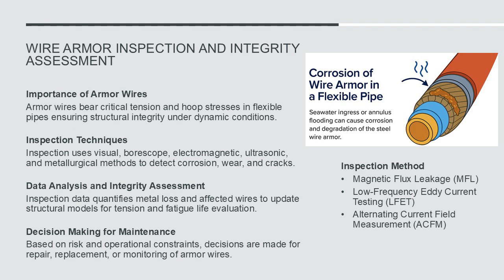Once inspection data is collected, engineers translate findings into quantifiable metrics such as metal loss per wire and the number of affected wires. These inputs update structural models to reassess tension capacity and fatigue life. Decisions on repair, replacement, or enhanced monitoring depend on risk evaluations, operational constraints, and economic considerations.